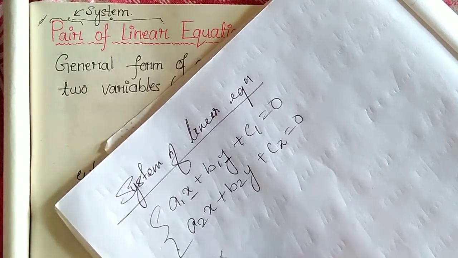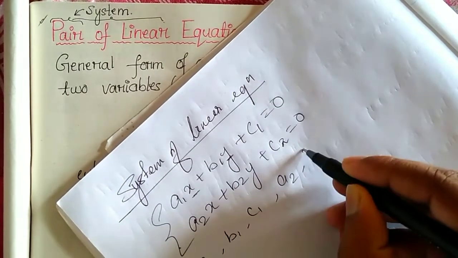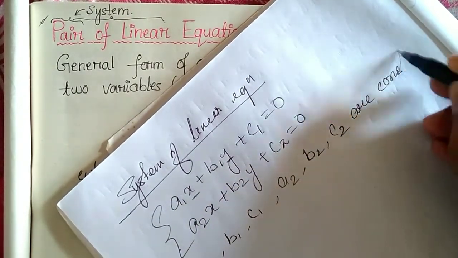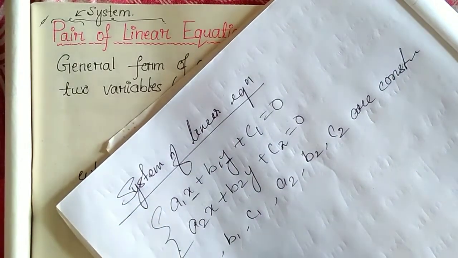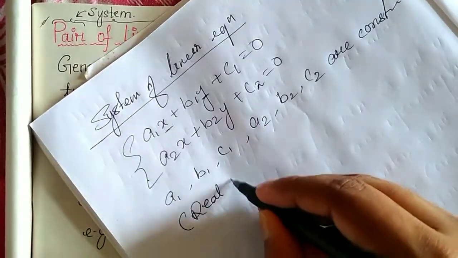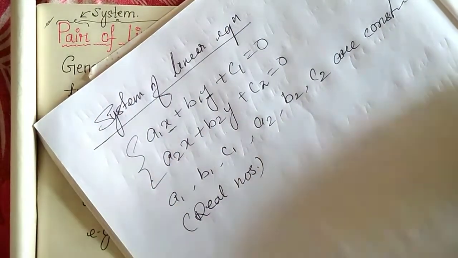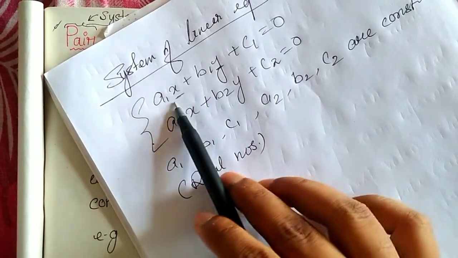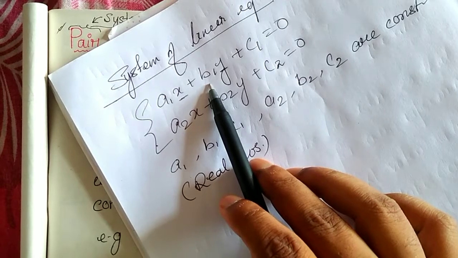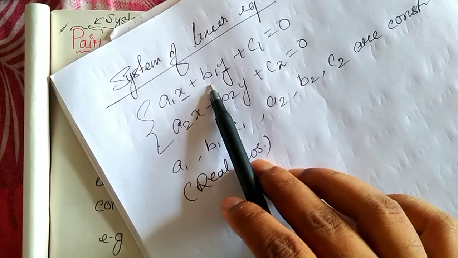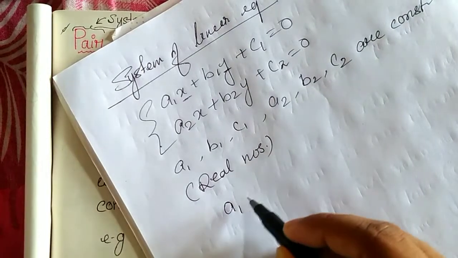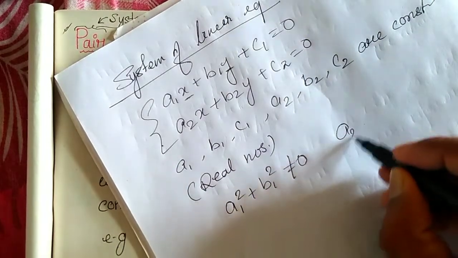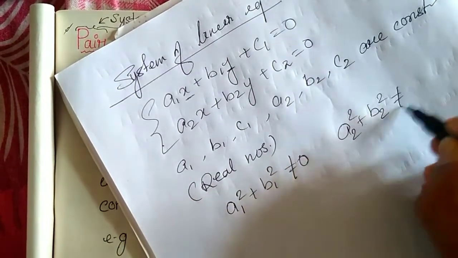Now what are a1, b1, c1, a2, b2, c2? All of these are said to be constants. Actually, they are real numbers. Students, you should be aware of the fact that a1 and b1 cannot be 0 at the same time. Mathematically we write it as a1 square plus b1 square is not equal to 0. Similarly, a2 square plus b2 square is not equal to 0.